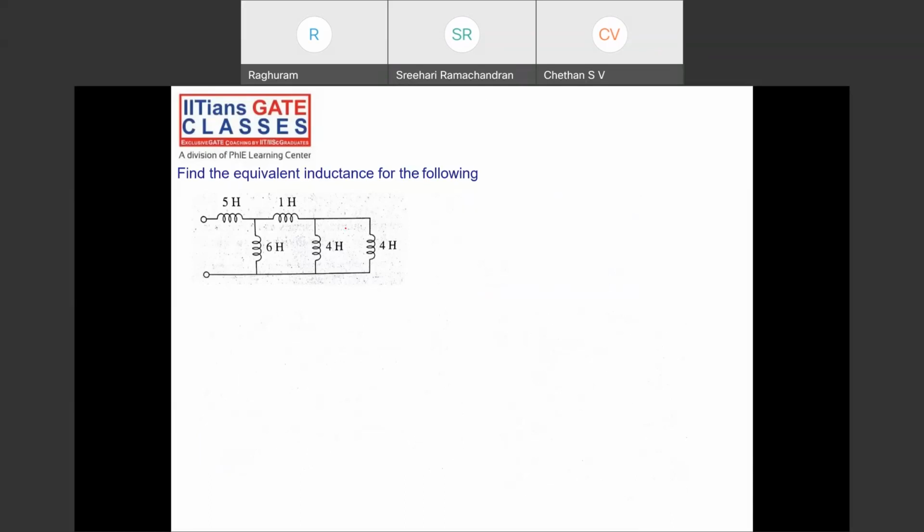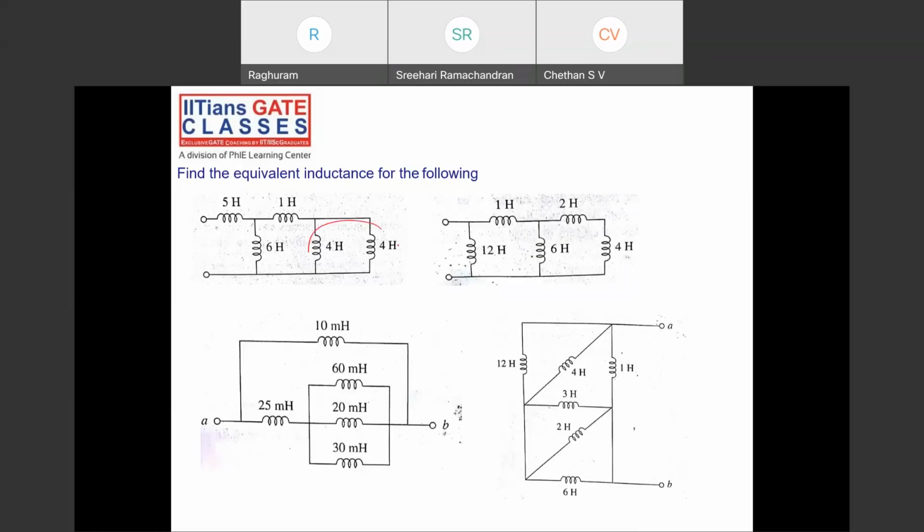So this is simple. 4 and 4 is 2. 2 plus 1, 3. 3 and 6 is 2. 2 and 5 is 7. 7 Henries is the total.